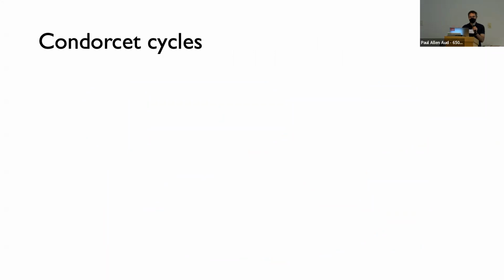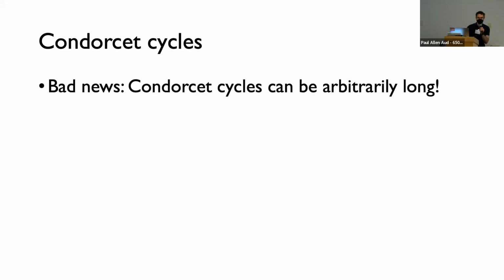There's some good news and some bad news about Condorcet cycles. Let me start with the bad news. I showed you an example of a length 3 Condorcet cycle. It turns out that Condorcet cycles can be arbitrarily long. And they can basically go on forever, or almost forever. Right? That's the bad news. But there's some offsetting good news.